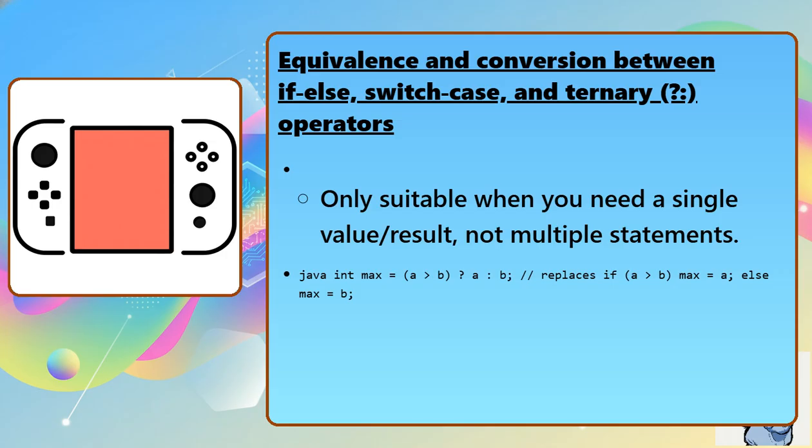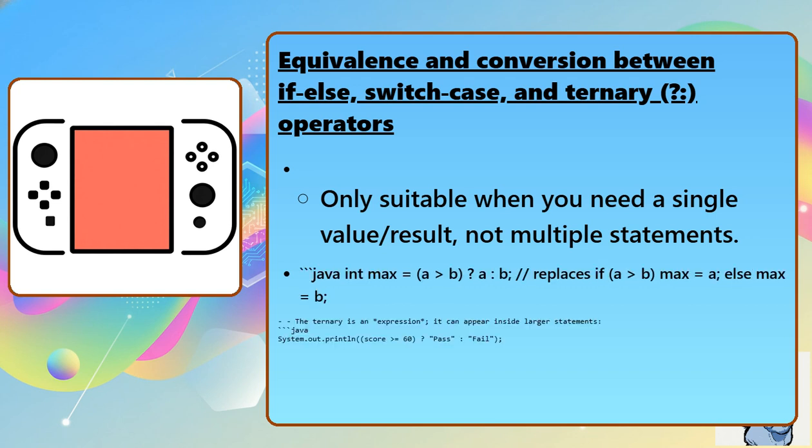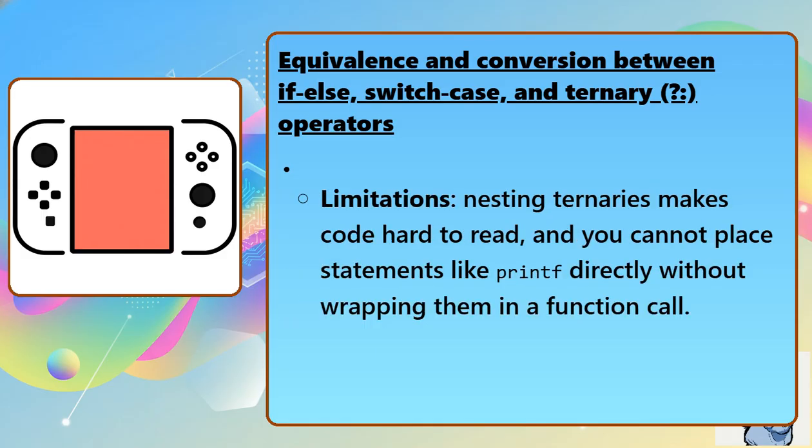int max = a > b ? a : b replaces: if a > b, max = a, else max = b. The ternary is an expression. It can appear inside a larger statement: System.out.println(score >= 60 ? "pass" : "fail"). Limitations: nesting ternaries makes code hard to read, and you cannot place statements like print directly without wrapping them in a function call.